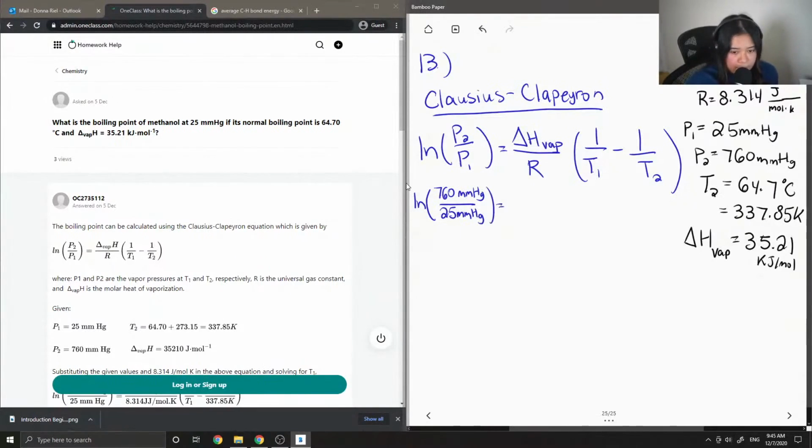And then I'm going to convert the delta H to joules, just because our R value is in joules as well. So just multiplying this by 1,000, we have 35,210 joules per mole divided by R, times one over T1 minus 1 over 337.85 Kelvin.